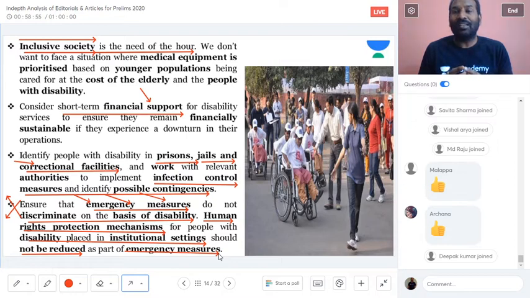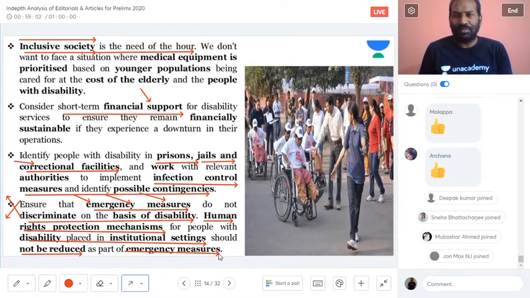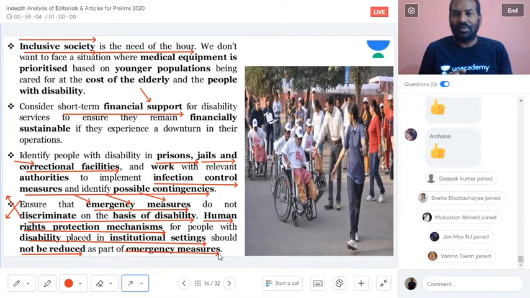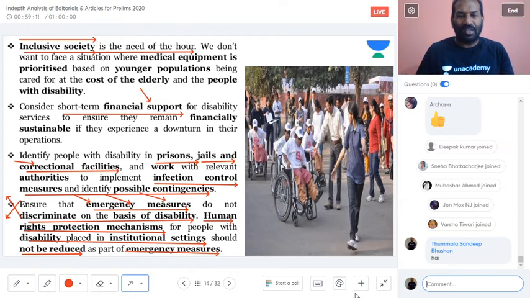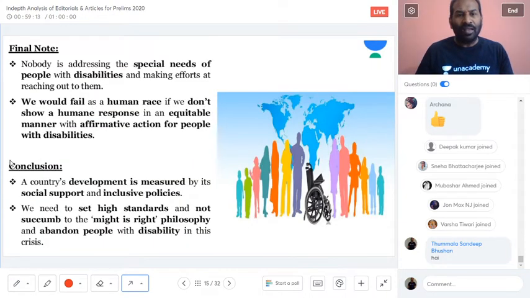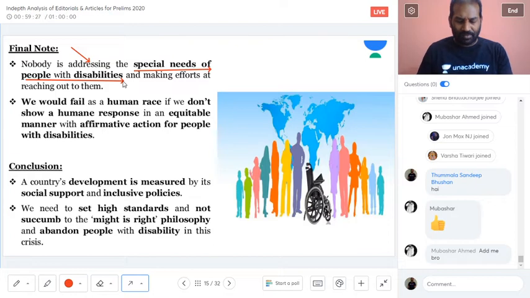We are protecting the human rights, whether they are disabled or normal. Whether it is a disabled person or a normal person is not important at all, and that is because it is mentioned even in the United Nations Convention. I will also look at it. And the final note I will look at is that there have to be special needs of people. Nobody is addressing the special needs of people, that is the disabilities, but it is a need of the hour.